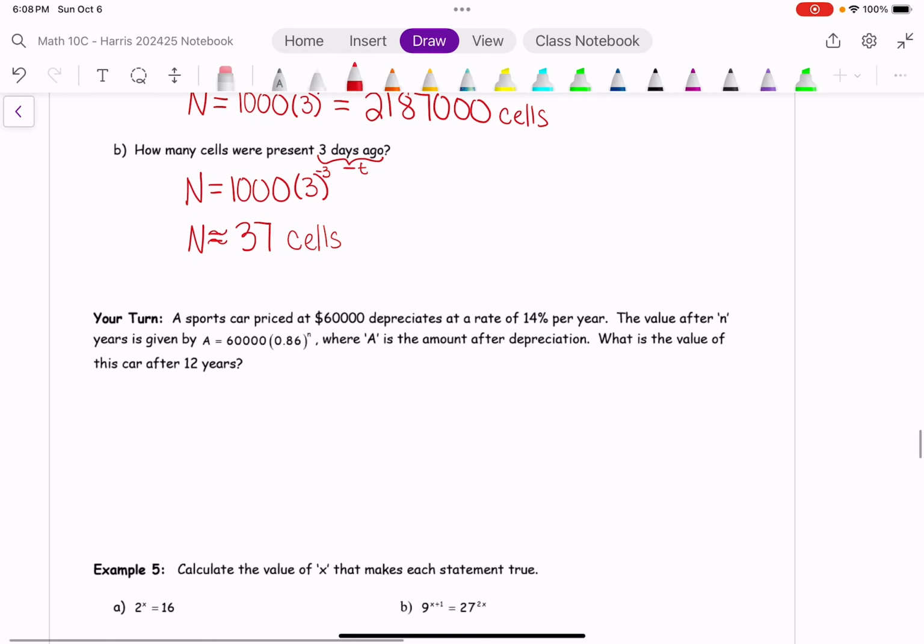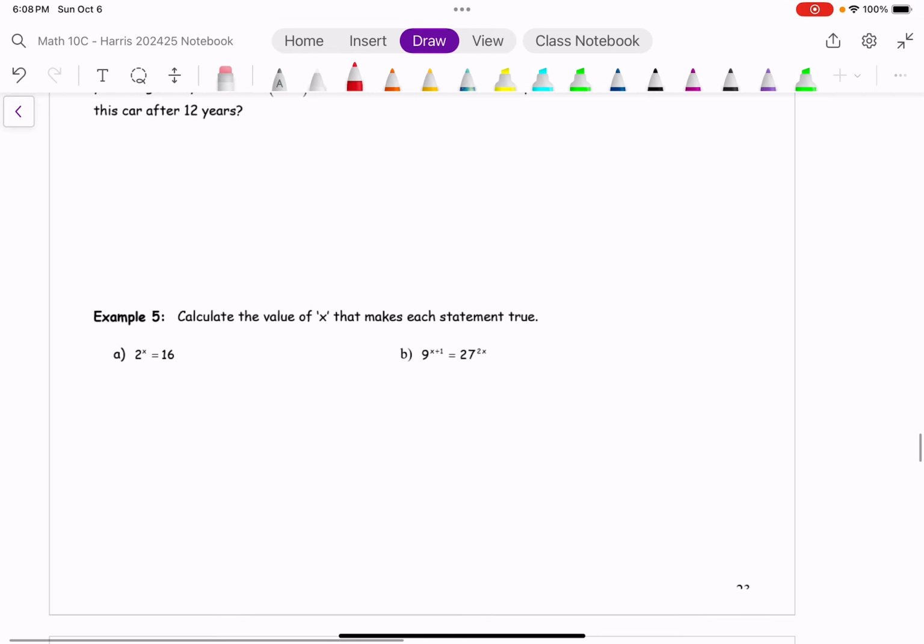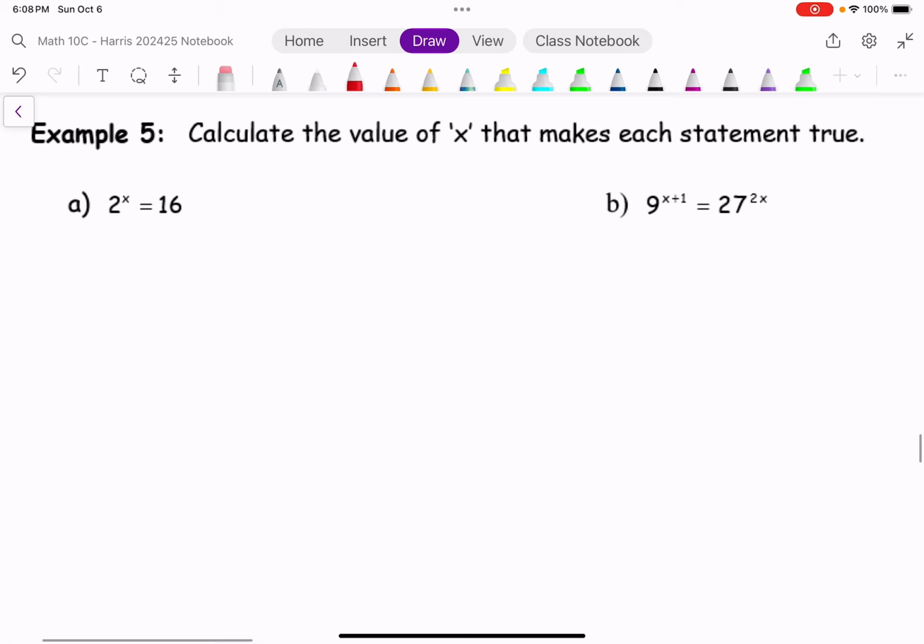Okay, you're going to do a your turn question, and then there's going to be a question here. It says calculate the value of x that makes each statement true. So you need to think, you're going to be working a little bit backwards. These ones are challenge questions, so I'm not going to do them with you just yet. I'll check in with you guys tomorrow on it. It's saying 2 to the power of x is equal to 16. So I want to know 2 to the power of what is going to equal 16. You need to tell me what x is going to be.